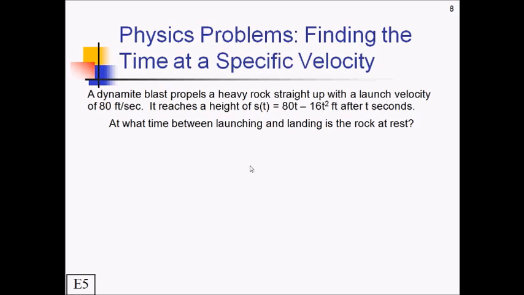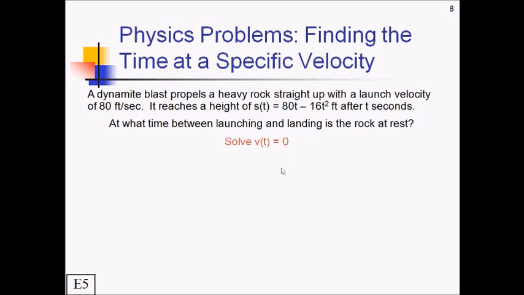So the key to this is realizing that the rock is at rest technically when it has no velocity. And that does actually happen. When you launch this rock up, it's got a positive velocity. At some point, that velocity becomes 0 before it can become a negative velocity on the way back down. So we need to figure out where our velocity equals 0.